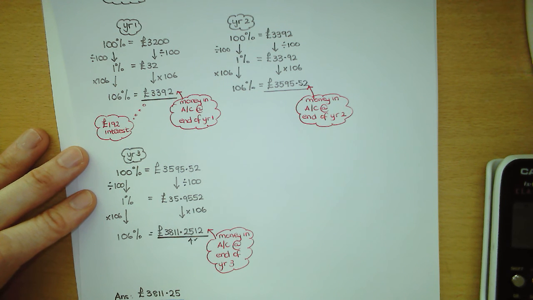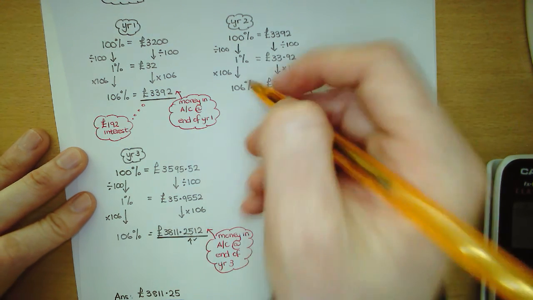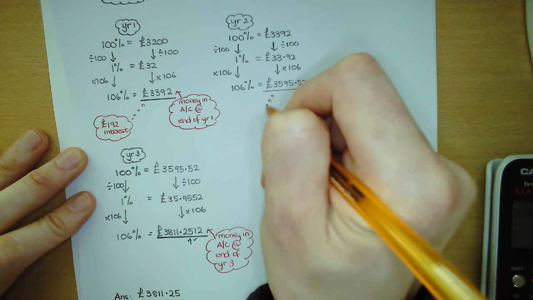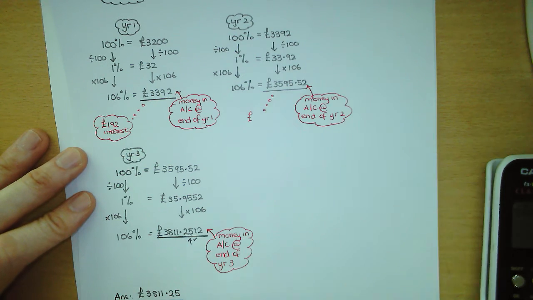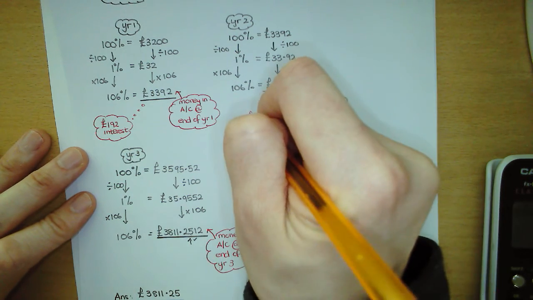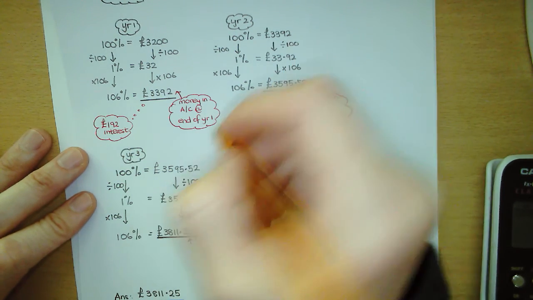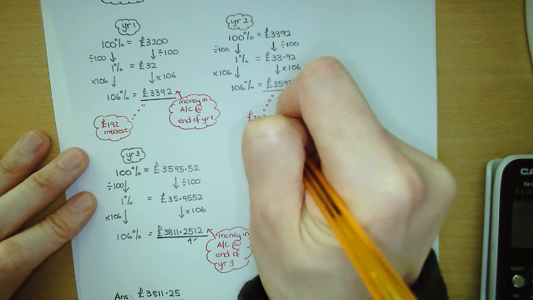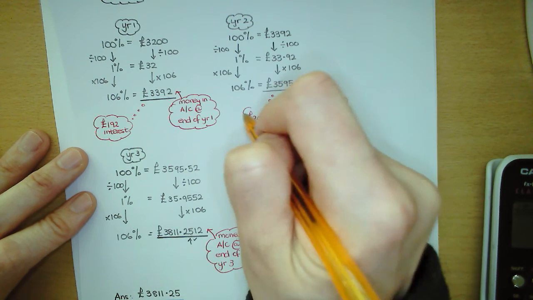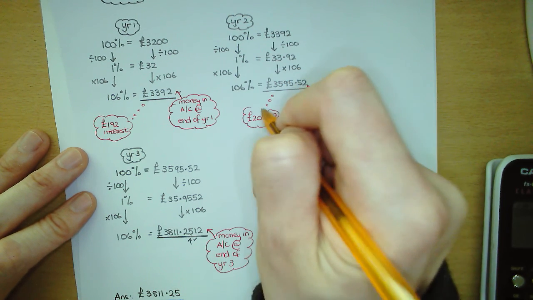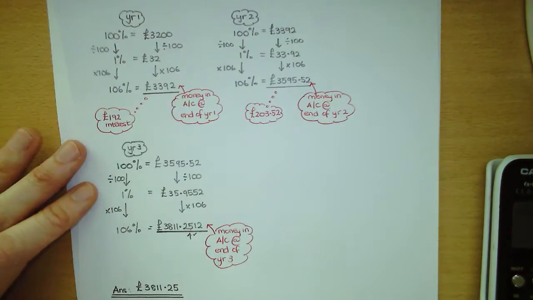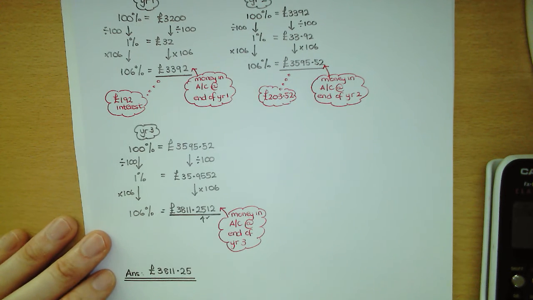So the difference between those will give us the interest in year 2. So 3,595.52 subtract 3,392. So she's going to get £203.52 interest. So you see straight away that's why this is a compound interest question. You do not receive the same amount of interest every year. That's why we have to do a brand new calculation each and every year to work out how much money's in the account.